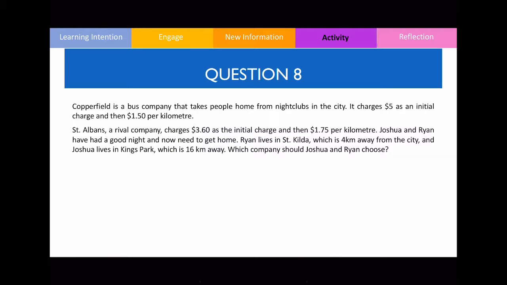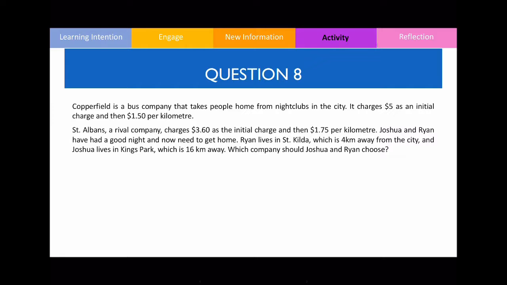So this question over here is very similar to the previous question. Essentially the overview of this question is that there are 2 bus companies. There's Copperfield College, there's Copperfield, and then there's St. Albans. Both bus companies offer different rates. And essentially what you want to do is find out what is the best deal for both Ryan as well as Joshua, depending on where they live.